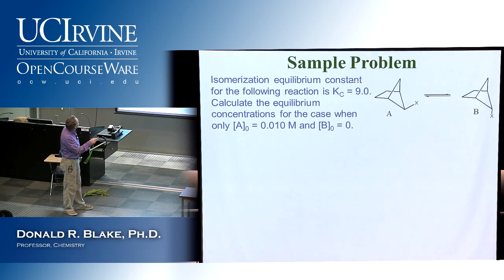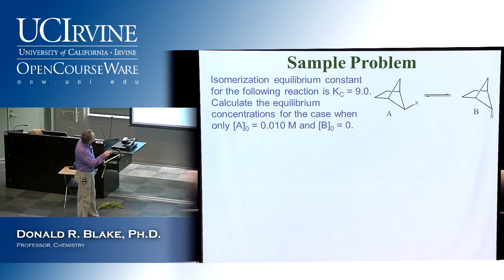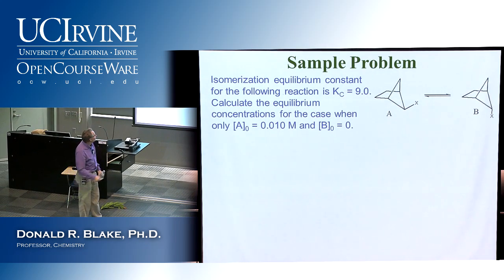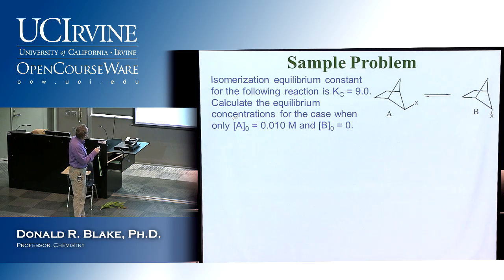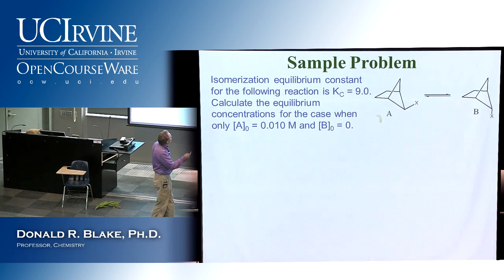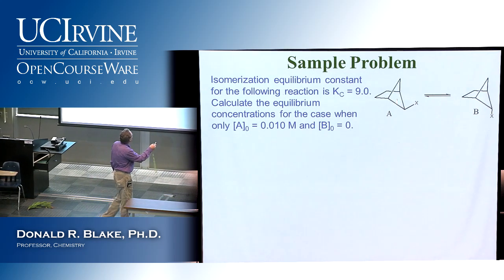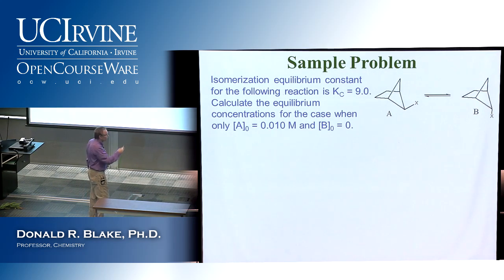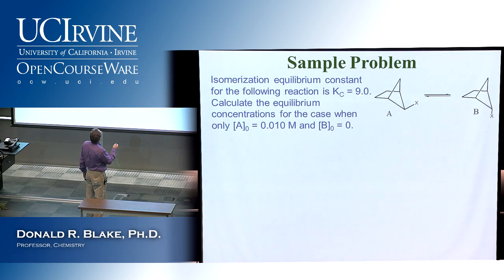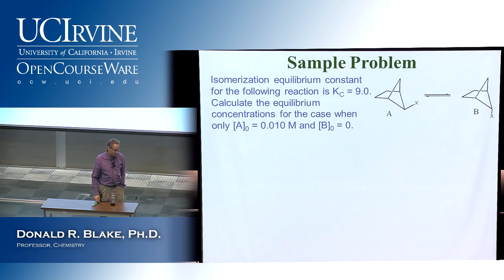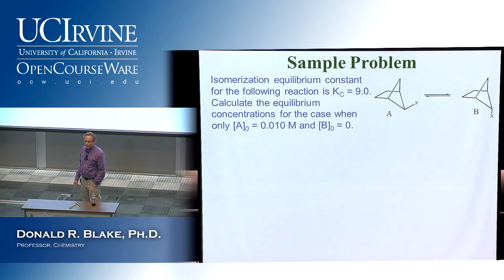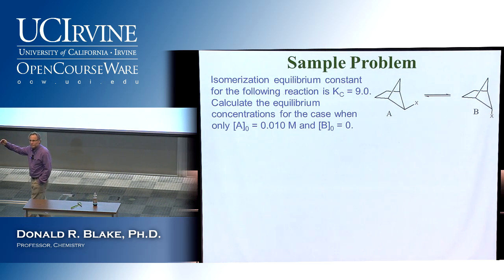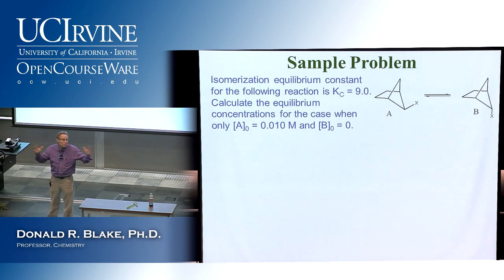So, isomerization equilibrium constant for the following reaction, K sub C is equal to 9, okay? Calculate the equilibrium concentrations for the case when you start only with A. You have none of this, you start only with this, and you start with 1/100 of a molar, so 0.01 molar. So you start only with A, you've got a K sub C of 9. Do it. You start only with A, and when you're done, you're going to have some A and some B.